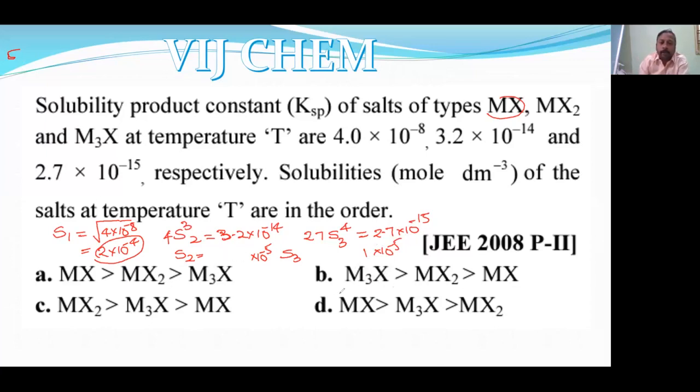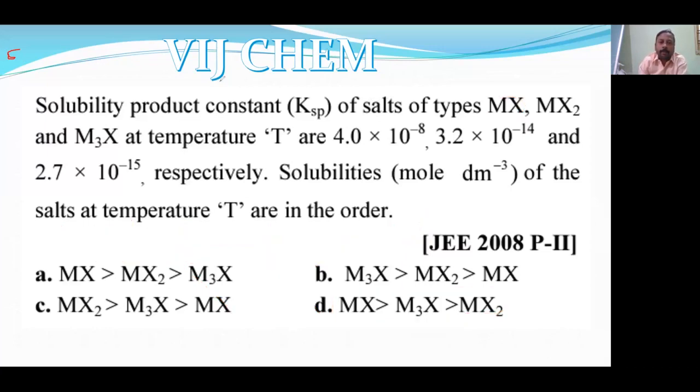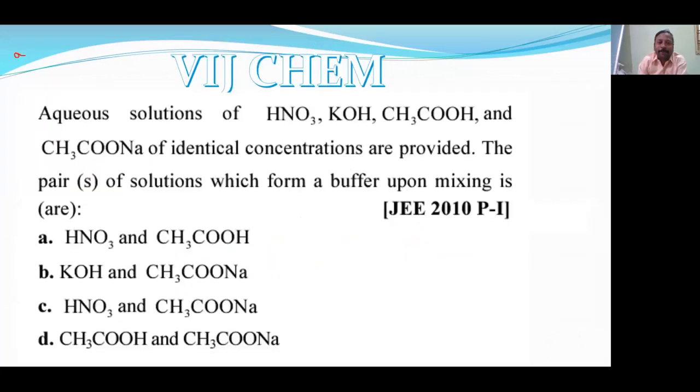And here, on simplification of solubilities, you will get this as the order. MX will obviously be highest, then M3X will be second highest, and third highest will be MX2. Is that clear to all of you? So you can solve and cross check. This is my answer. It may or may not be correct, but you should try.